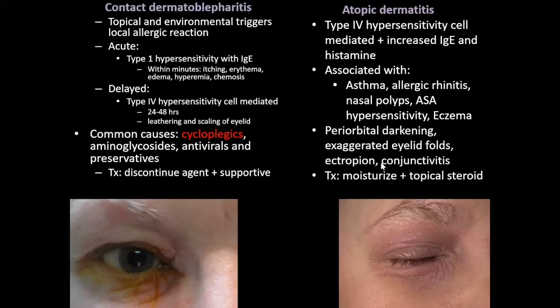Clinically, you have periorbital darkening, exaggerated eyelid folds, ectropion in the extreme forms. When you have an extreme response, you have entropion, then you have signs of conjunctivitis, as you can see in this picture. The treatment is moisturization and application of steroids.